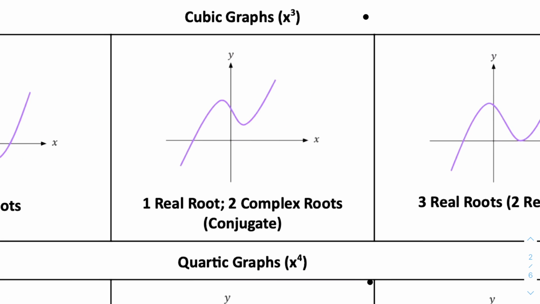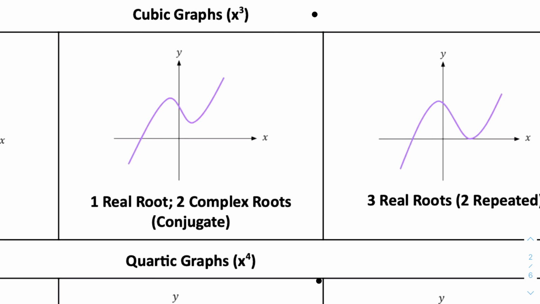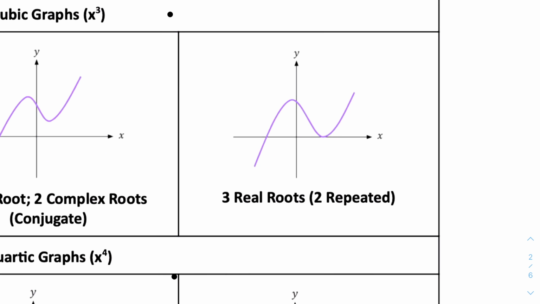And in the second example, it's basically 1 real root because it crosses once, and 2 complex roots because it doesn't cross on any other. That means this right here must be 2 complex roots. And the third example is 3 real roots, but 2 roots are repeated. As you can see here, 1 root is here, and there's 1 repeating root here.